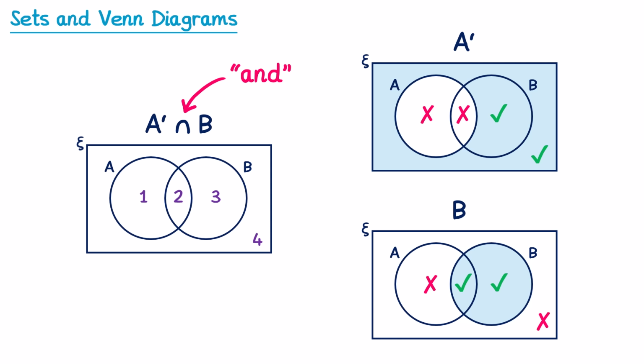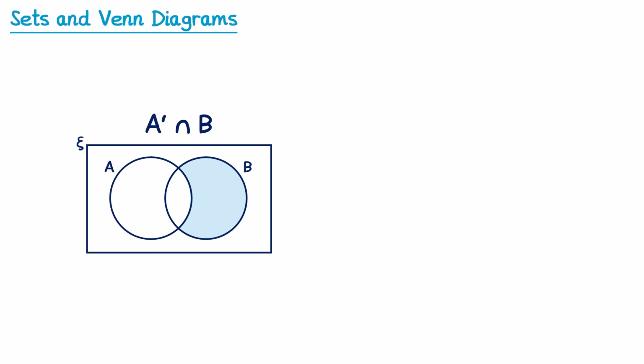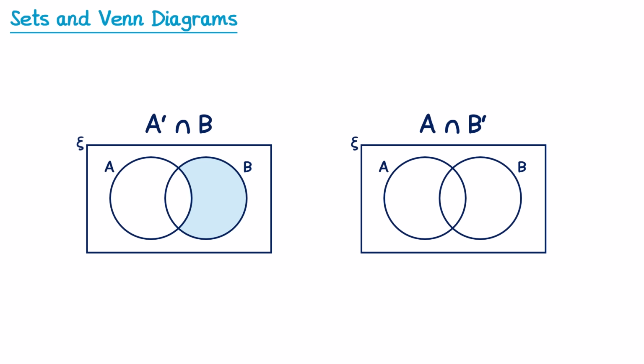Region 3 is in not A and it's in B, in which case that's the region we shade. So the set not A and B looks like this. In a similar way, the set A and not B would be the opposite of this, so just this left section here in the set A.